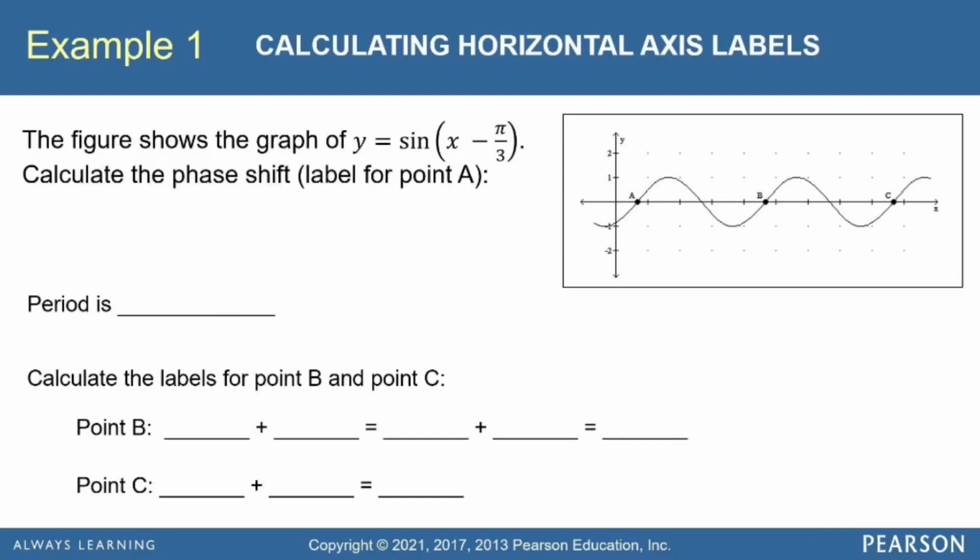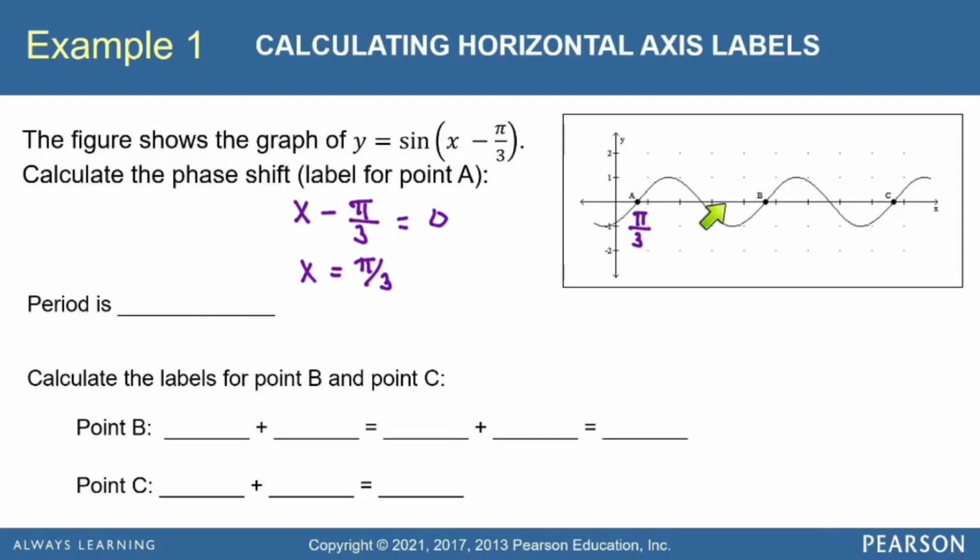Okay, so we know that in order to calculate phase shift, we take whatever's in the parentheses and we set it equal to 0. So first write your little equation there, and then you want to isolate the variable, which is x. So in this case, we would just add pi over 3 to both sides, and we would come up with x equals pi over 3. And so that tells us that the phase shift is pi over 3, and therefore the label for the beginning of that first cycle is also pi over 3.